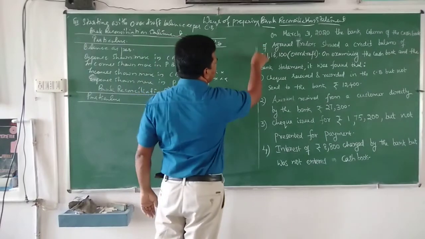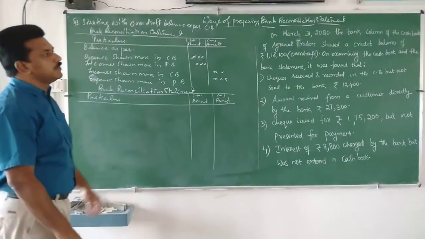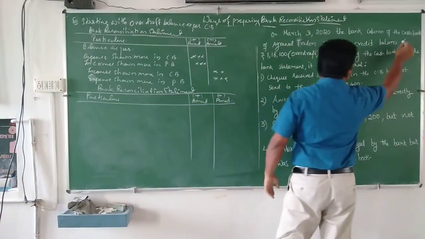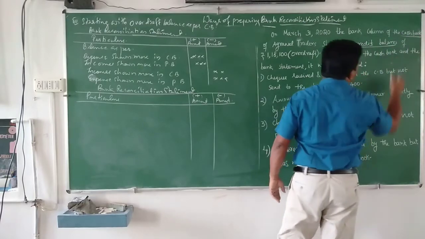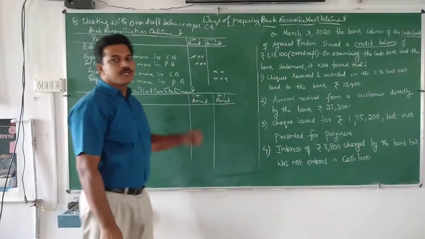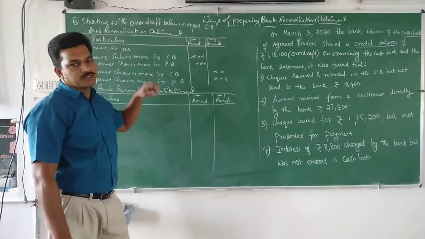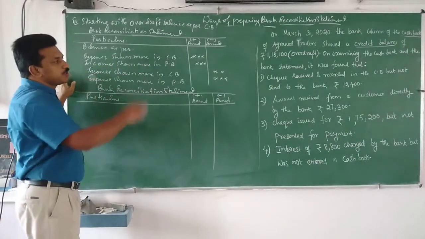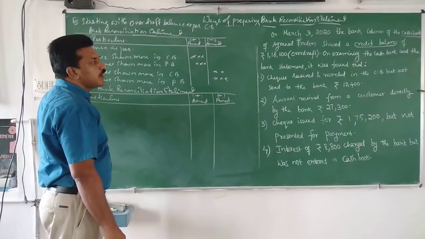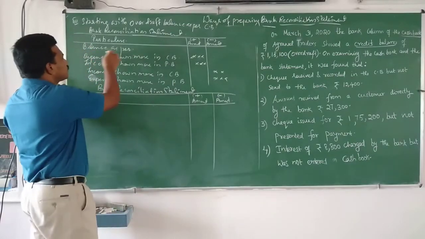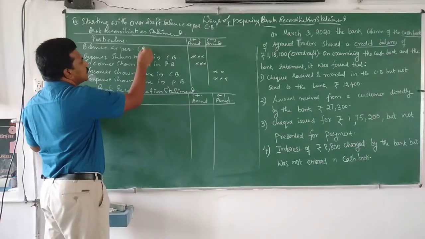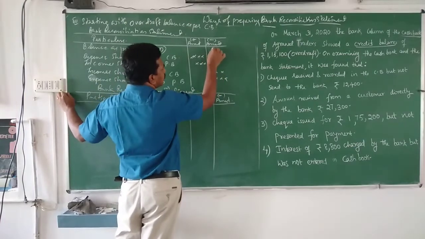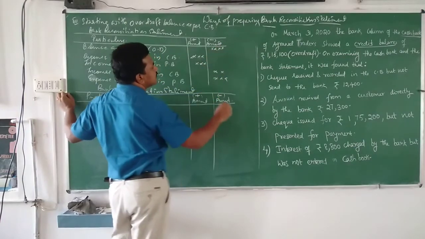So here is the question. On 31st March 2020, the bank column of the cash book showed a credit balance. See, bank column of cash book shows a credit balance. Cash book shows a credit balance means cash book shows an overdraft balance. If it is a favorable balance, it will be a debit balance. So here it is showing a credit balance means that it is an unfavorable balance or overdraft balance. So overdraft balance is credit balance, so can be shown in the negative.